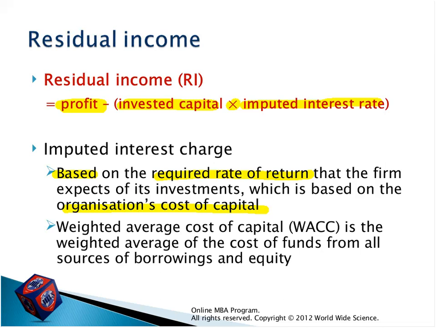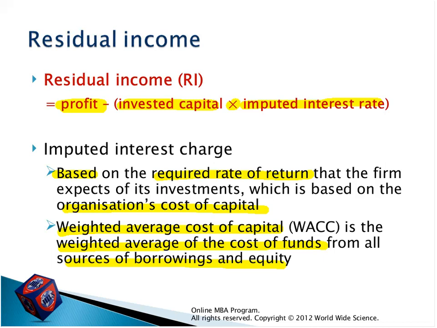And we have another term which can be used for the imputed interest rate, the weighted average cost of capital. What is it? This is the weighted average of the cost of all the funds from all sources of borrowing and equity. So that means we have to take all the borrowed money and our equity, our capital, and the costs that we incurred to generate these borrowings and equity. And we will get a rate in percentage. This is the rate that can be used in residual income.